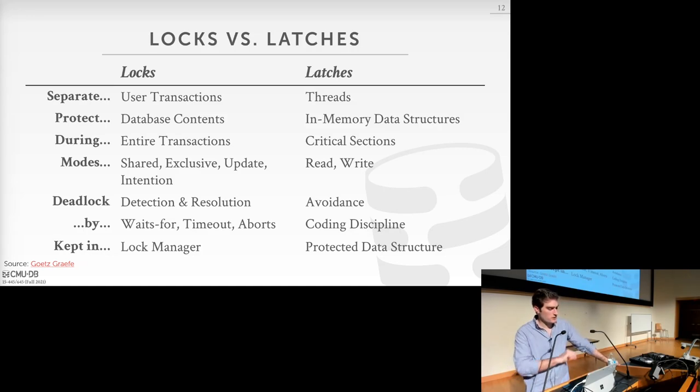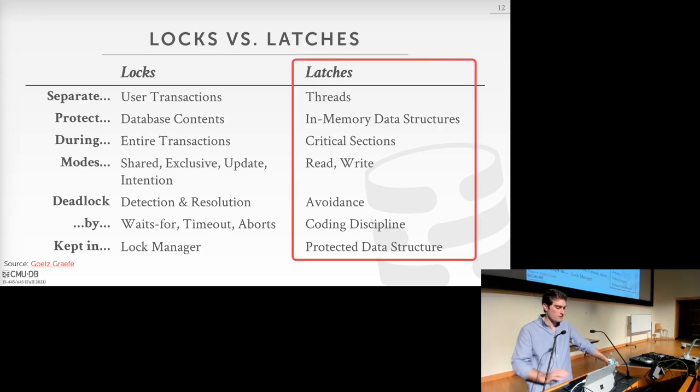The way to read this is you look at the action in the left column and then see what applies to locks versus what applies to latches. As I said, we're going to be focusing on latches. Latches separate concurrent threads. They are protecting our in-memory data structures. So we're only acquiring latches on data structures that exist in memory, things like indexes. They are only valid during the critical section, so we only want to acquire it for the critical section and release it as soon as possible. We only have two modes, and this is going to be important for some of the algorithms we're going to talk about: a read mode and a write mode.